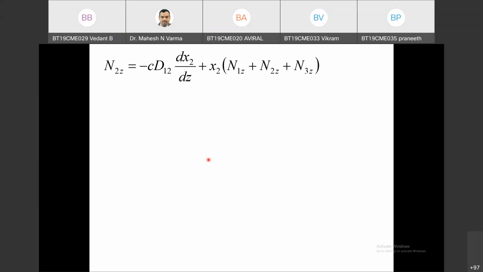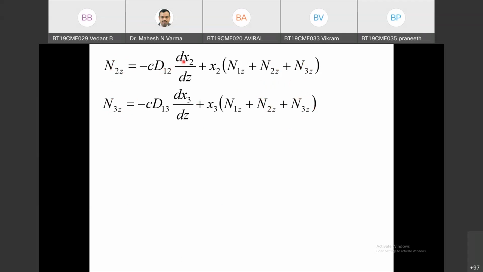And another way is I will select this differently. I will treat D12 and D13 differently. So this will be the flux of oxygen in Z direction, the flux of nitrogen in Z direction, and this will be the flux of oxygen in Z direction. So this is equal to 0, this is equal to 0, and so on.